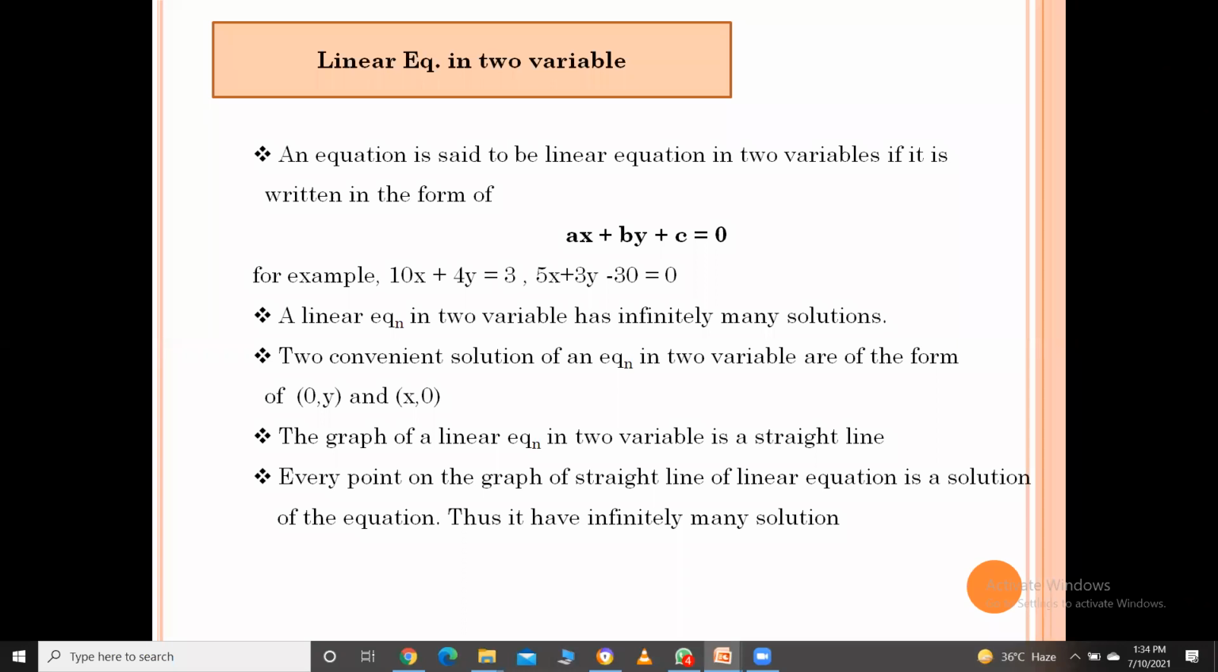A linear equation in two variables has infinitely many solutions. Two convenient solutions of an equation in two variables are of the form (0, y) and (x, 0). These are the two convenient solutions. The graph of a linear equation in two variables is a straight line. Every point on the graph of the straight line of a linear equation is a solution of the equation. Thus, it has infinitely many solutions.